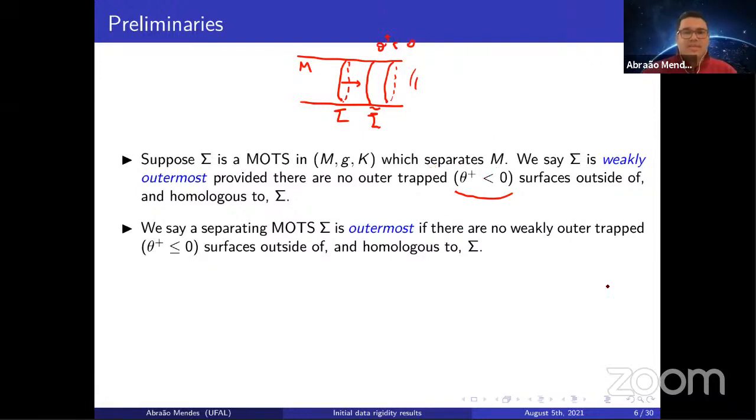We also say that a MOTS is outermost if there is no weakly outer trapped surface satisfying this outside of and homologous to the hypersurface sigma. All right.